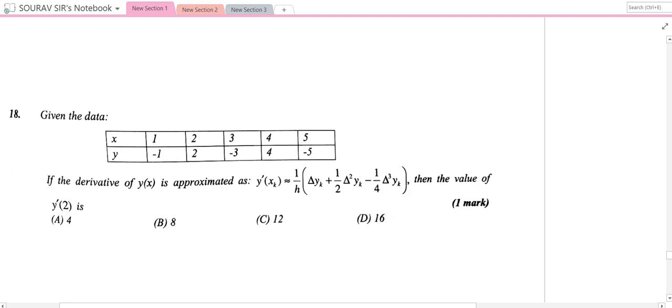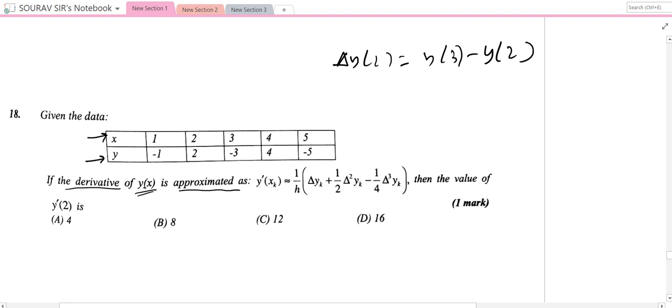Question 18. X and y: 1, 2, 3, 4, 5 and y values minus 1, 2, 3, minus 4, 5. If the derivative of y of x is approximated as y dash x k is this, then what is the value of this? Okay. So delta y2 is y3 minus y2. So here in this case it's minus 5.